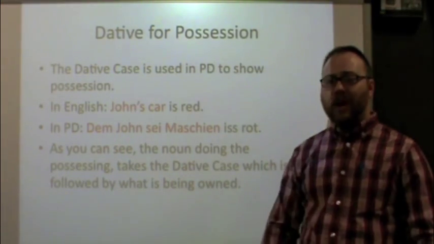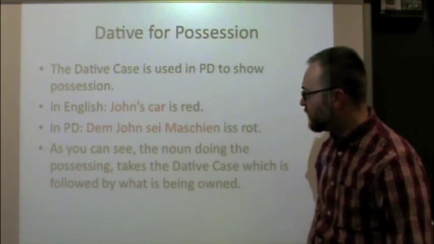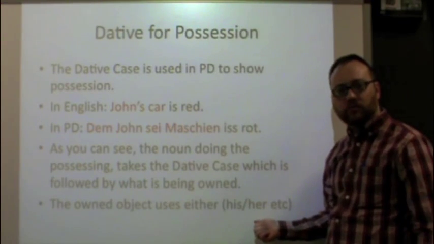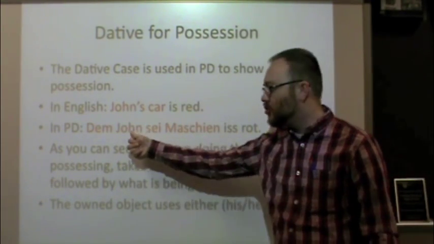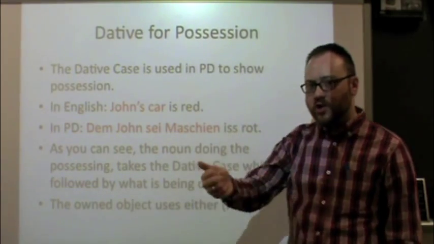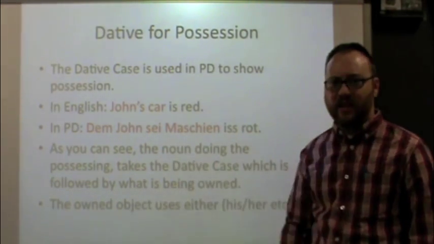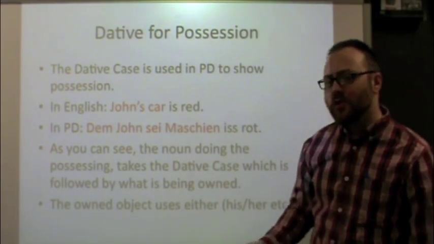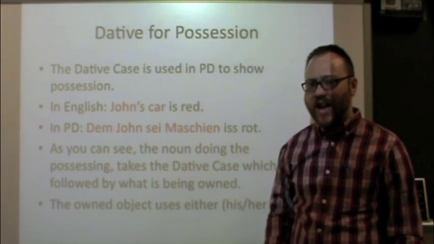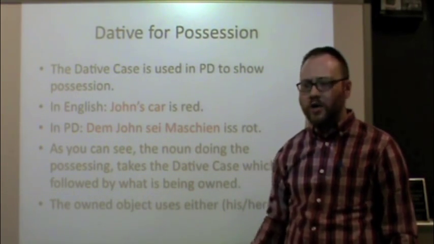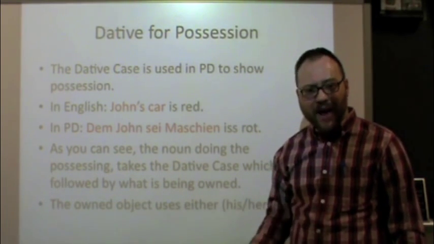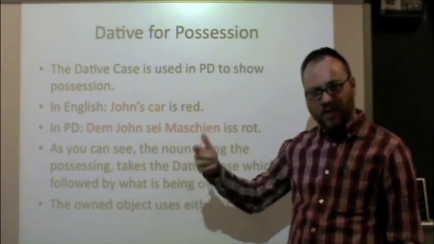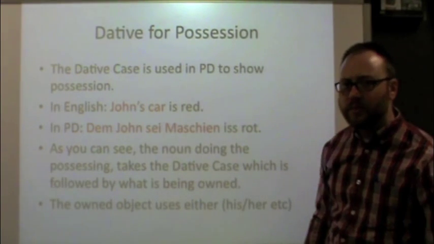Okay? We'll practice it, and this takes getting used to, but you can do it. The owned object uses either his or her, what I just got done talking about, because no matter who is doing the owning, you know the gender. If it's a guy, it's going to be his. If it's a girl or a woman, it's going to be her. If it's something other than a human, then you have to go with the gender of the noun. For example, if it was the dog's toy, dog is masculine, so you would say sai. Okay? His. So that's something you have to think about. That's very different from English, but you'll get it.